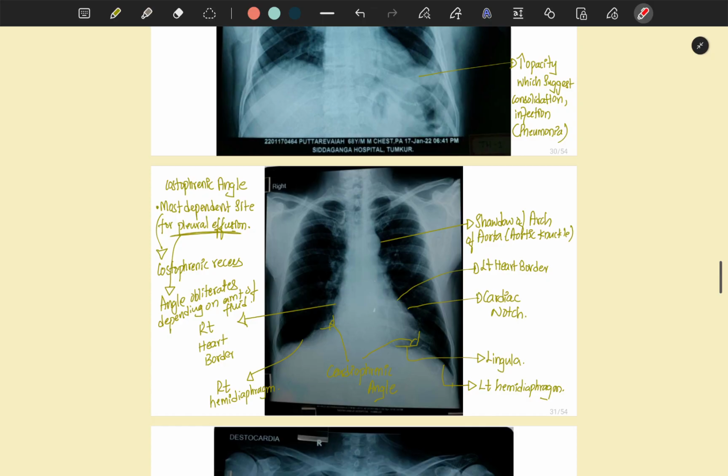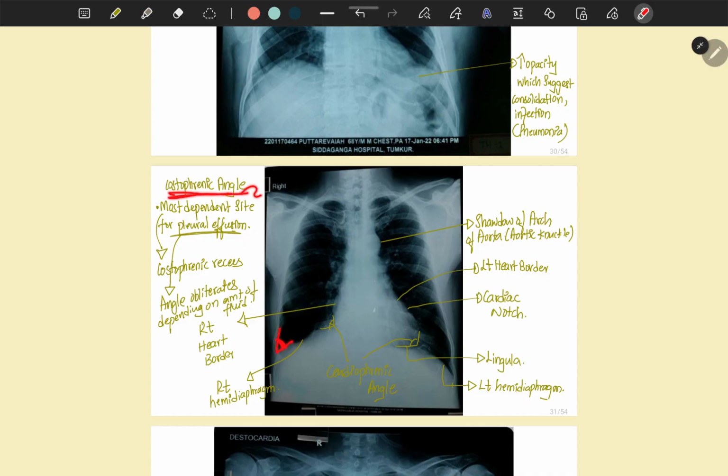And coming to the second X-ray, here also all the bones, clavicle are visible, and apart from that, you can see here this part. Before that, you can see this right hemidiaphragm and left hemidiaphragm. Okay, or the shadow of the right dome of the diaphragm and the shadow of the left dome of the diaphragm.